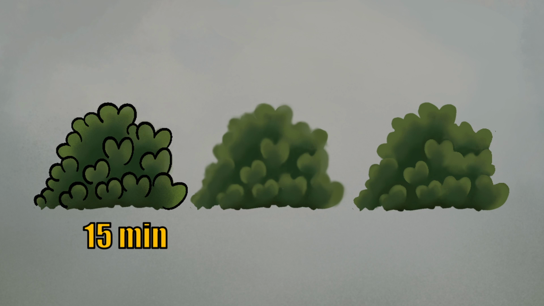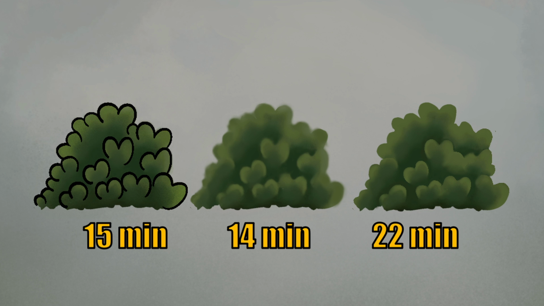Suppose this asset takes 15 minutes to draw, this asset takes 14 minutes, and this asset takes 22 minutes. Which asset would you choose to draw if you know you have to draw 200 more assets? So obviously the calculations will change depending on how you draw your assets.